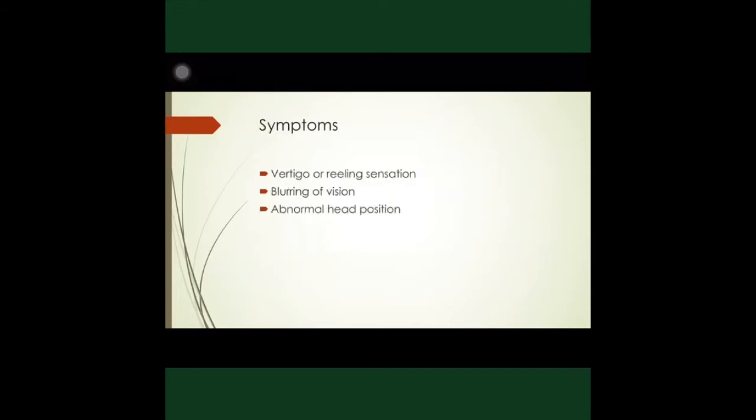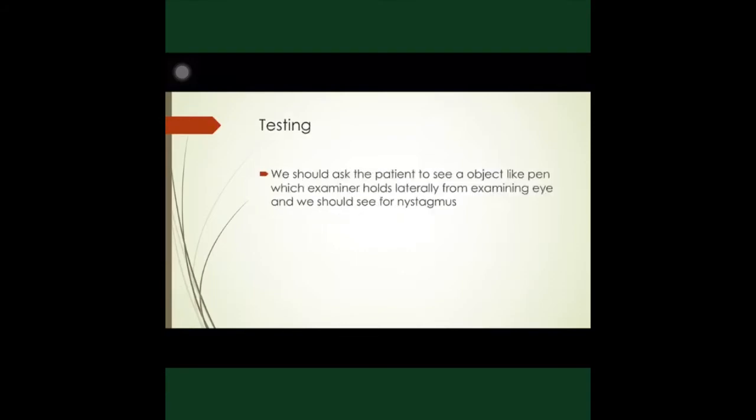So, what are the symptoms of nystagmus? Vertigo or reeling sensation, blurring of vision, and abnormal head position. So, how to test? We should ask the patient to look at an object like a pen or the finger of the examiner, which the examiner holds laterally from the examining eye, and we should look for nystagmus. We can see it in the diagram below.